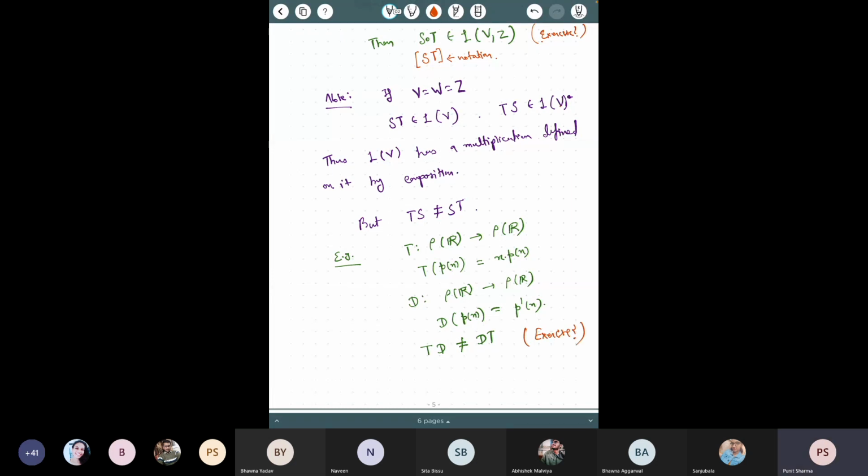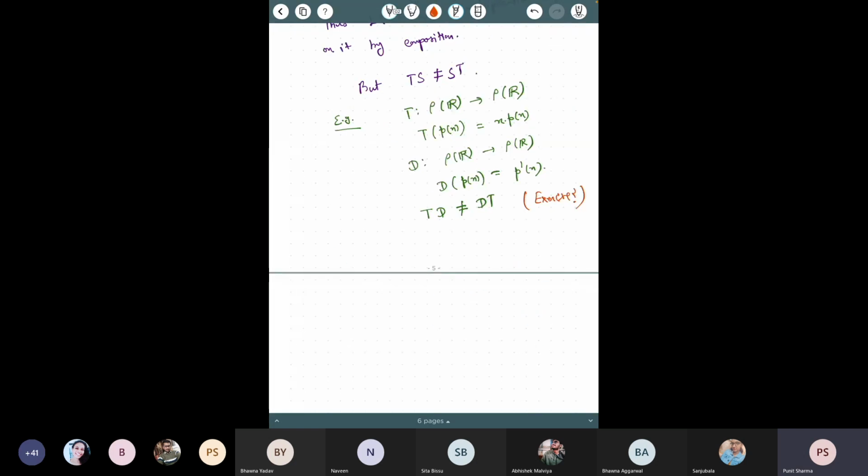All right, so because of that, we can say that TS is not equal to ST in general. Now, suppose, this is true for any two functions from V to V, any two linear transformations, whatever I said. But in general, if T and S are the same, if S is equal to T, then what can we write? So this is how we define the powers of a linear transformation.